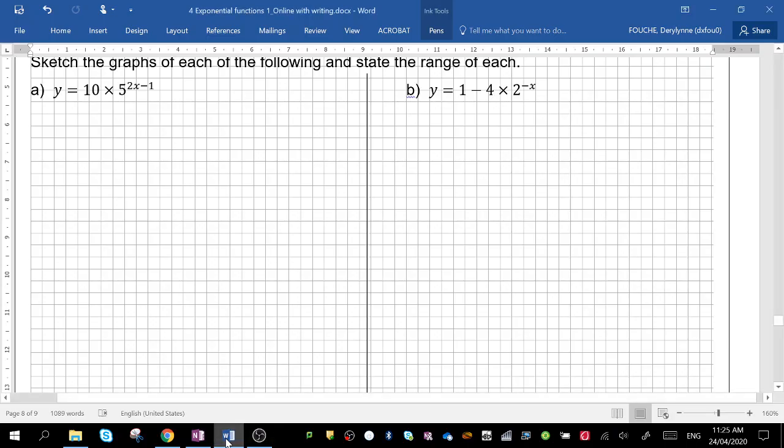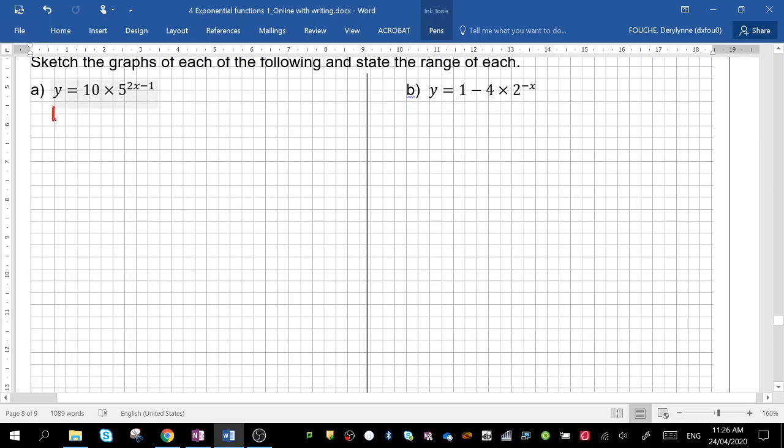Hi again, grade 11s. Okay, today what we're going to be looking at is how to sketch these exponential graphs. And again, our formula or our equation tells us the information that we need in order to interpret the transformations of these graphs.